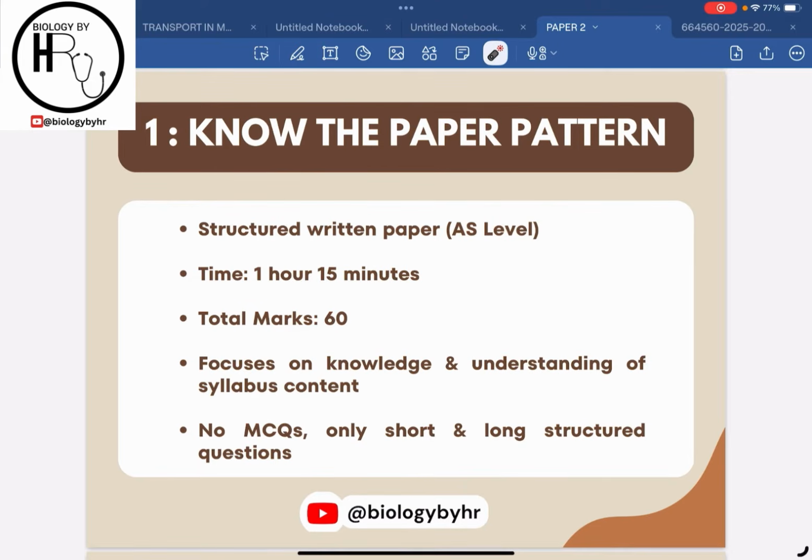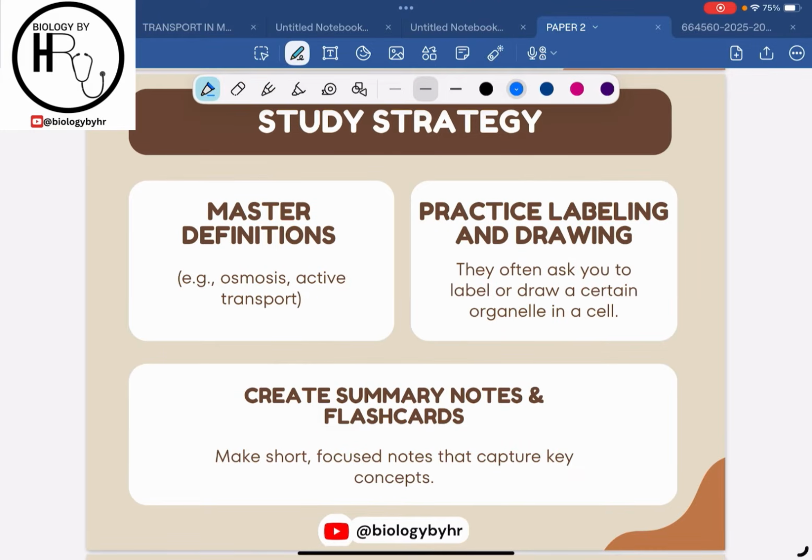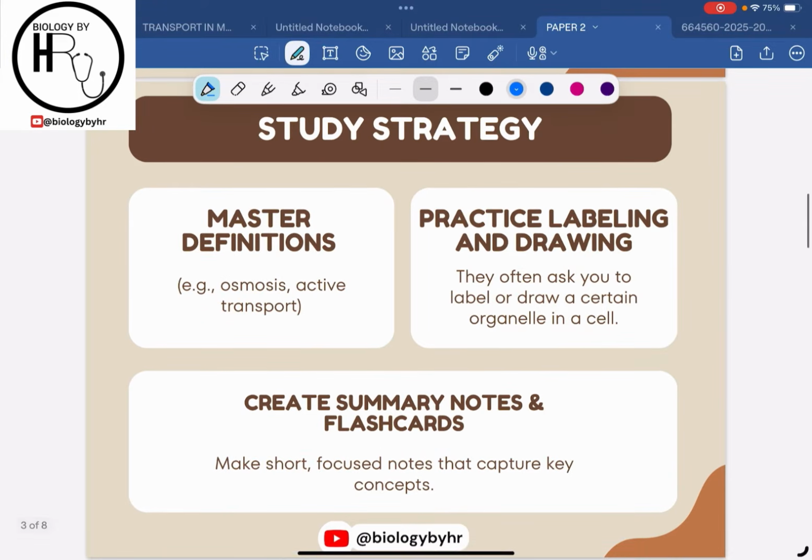इसके अलावा जो है यहाँ पे focus is on the knowledge and understanding of the syllabus content, obviously because it is a theory paper, so they are going to test your knowledge and understanding on the various aspects of the syllabus they have provided you. Now let's come to the study strategies, the actual tips on how to ace and how to prepare for your ALevel biology 9700 paper 2.